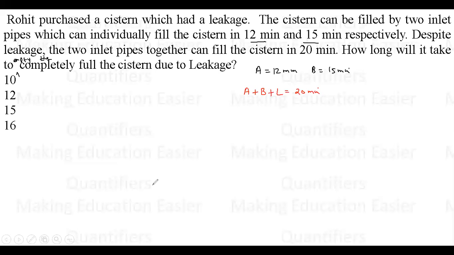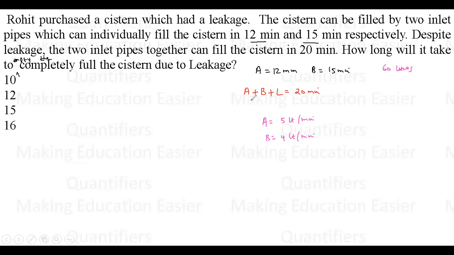So again, I would suggest you use the LCM method here. That would be very effective. So I'm assuming the total capacity as 60 liters. If A takes 12 minutes, I can say that the speed or efficiency of A will be 5 liters per minute. That means A can fill 5 liters per minute. Similarly, B will fill 4 liters per minute.